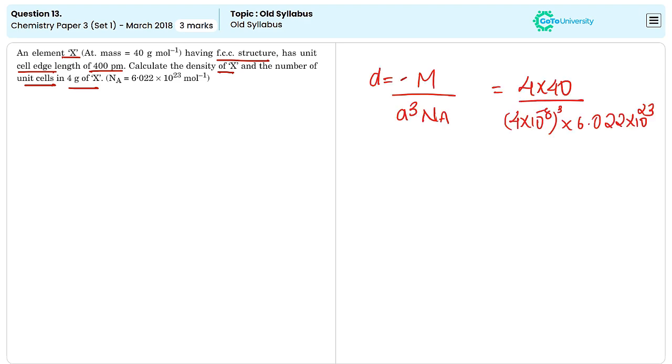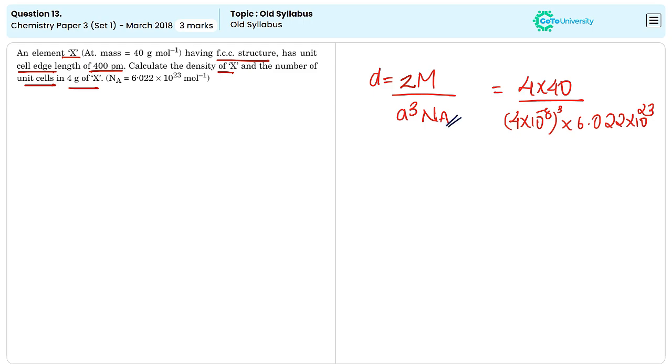D is equal to Z M divided by a cube into Na. Here Z is the number of atoms in one unit cell, M is the atomic mass of the substance, a is the edge length, and Na is the Avogadro number.